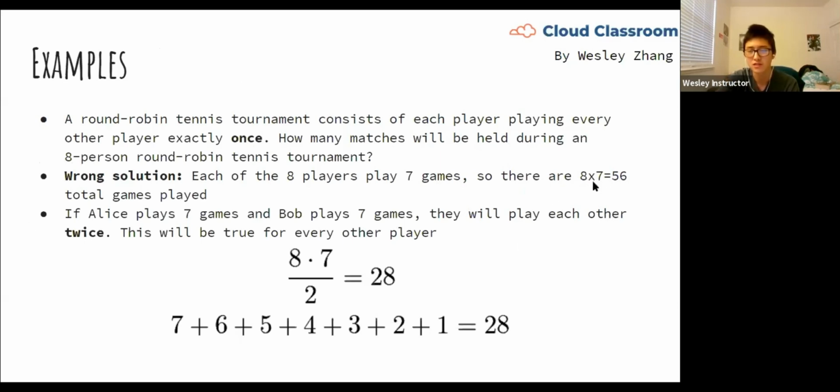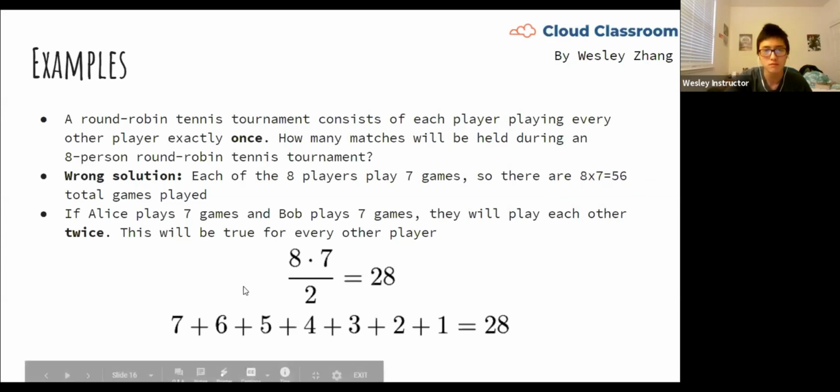This one's wrong because each player plays everyone else exactly once. If I use this method, each player plays everyone else twice. So to fix this issue, I just divide the total number of possibilities by 2. So 8 times 7 divided by 2 is 28.